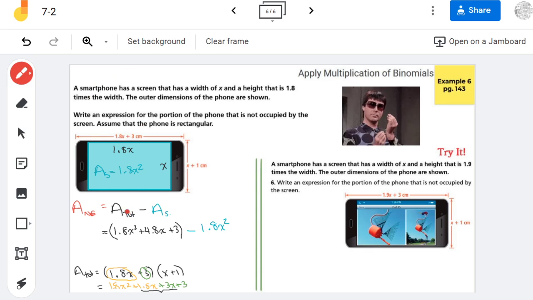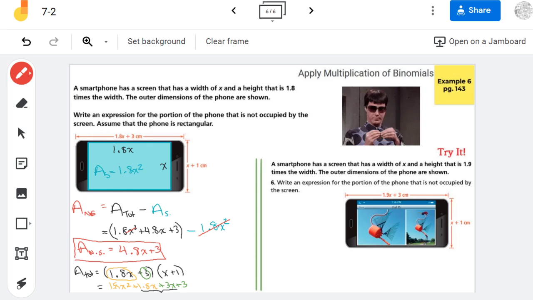So now that I have my expression for my area of my total, and I have my expression for my area of my screen, to find the area of the not screen, I'm just doing that subtraction. Now, this is kind of an easy subtraction because you could see the 1.8x squared and the 1.8x squared cancel each other out. And so all that's left is 4.8x plus 3. And that's the solution that they're looking for.